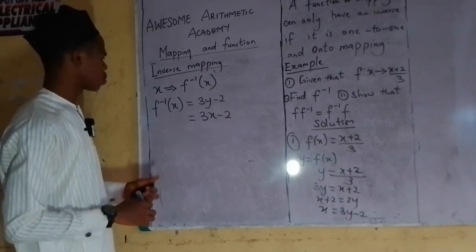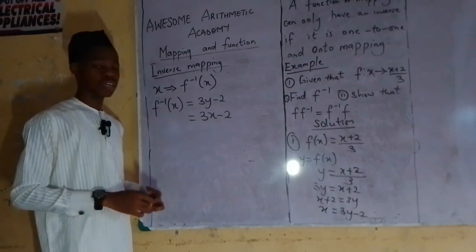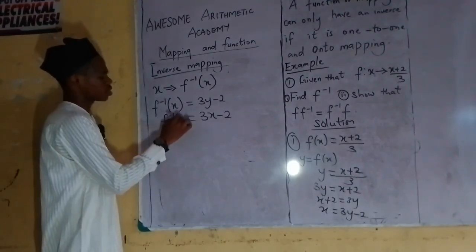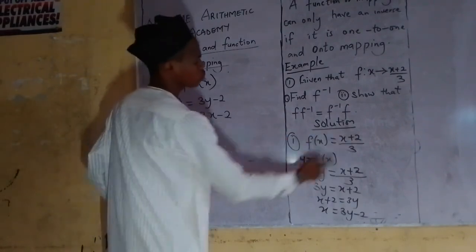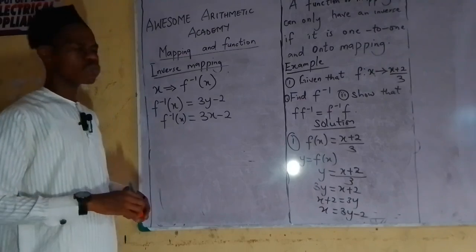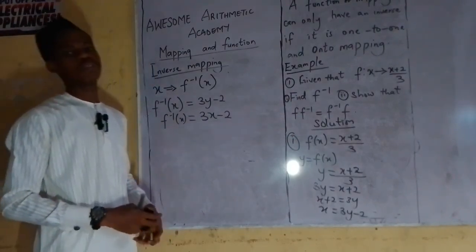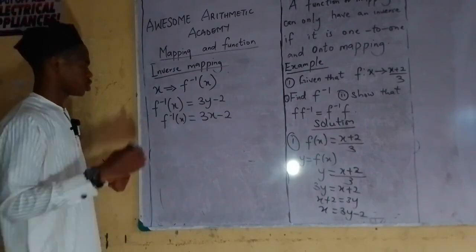I hope that's clear enough. So this is what we are having now, 3x minus 2 as the inverse of what? X plus 2 over 3. Now the second question said we should check if these two composite mappings are equal. So now let's check.